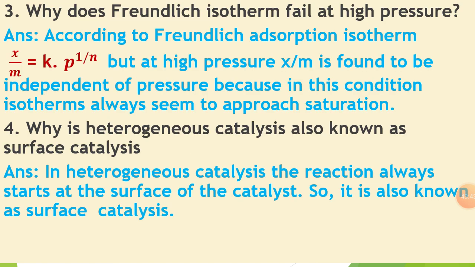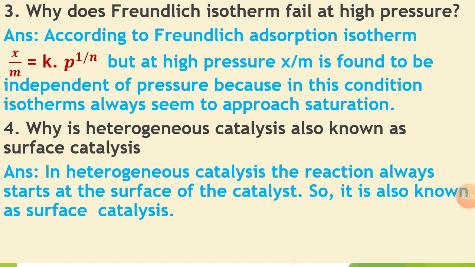Now the third question: why does the Freundlich isotherm fail at high pressure? I also told you that at high pressure the power 1 by n should be equal to 0. In that condition x by m does not depend upon the pressure. So now, you have to write the answer like this in the board examination.